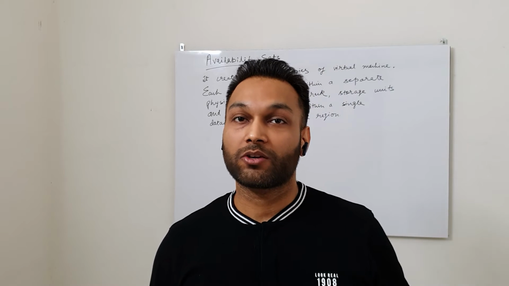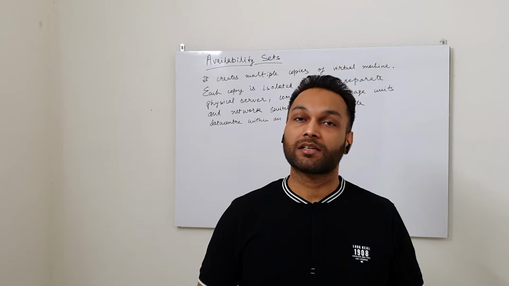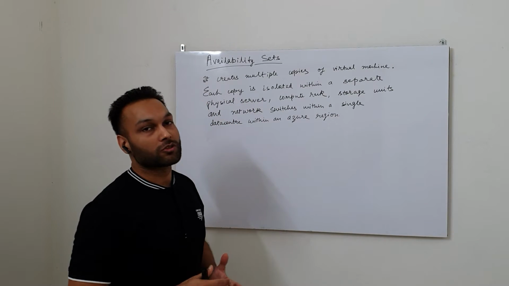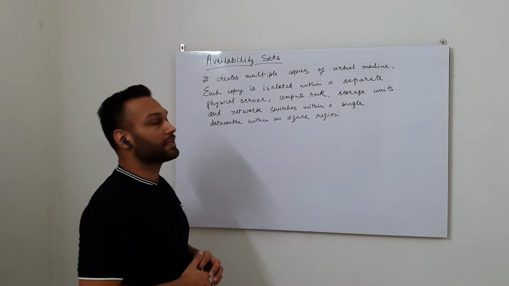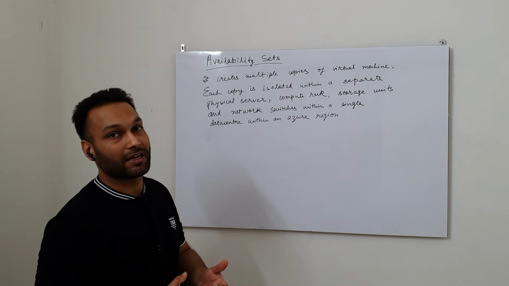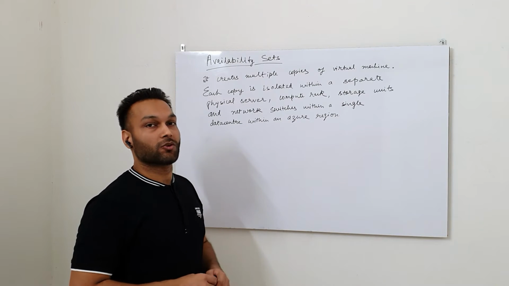So in this video, we are going to discuss availability set and availability zone. So what is availability set? Availability set creates multiple copies of virtual machines. Each copy is isolated with a separate physical server, compute racks, storage units, and network switches within a single data center within an Azure region.